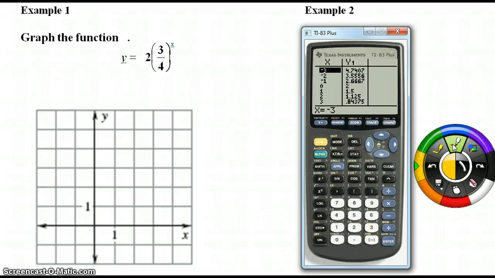You can see at 0 we have a 2. At 1 we have 1.5. At 2 we're going down and down. And at -1 we go to 2 and a little bit more. So you can level yourself off to get your asymptote, and that's how we graph our decay problems.